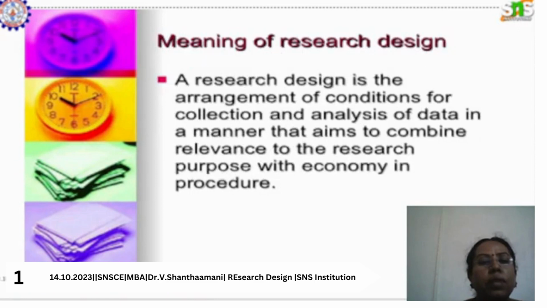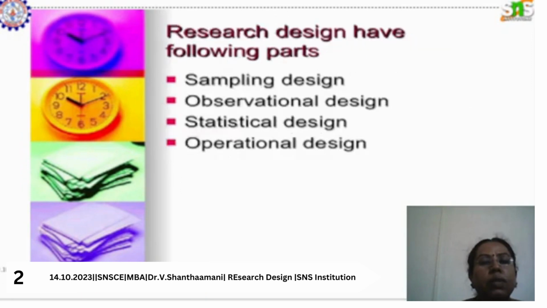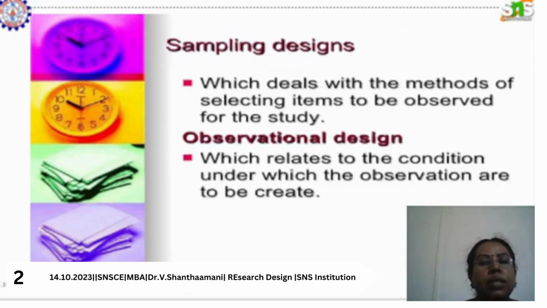Now let us see the meaning of research design. A research design is the arrangement of conditions for collection and analysis of data in a manner that aims to combine relevance to the research purpose with economy in procedure. The research design has the following parts: sampling design, observational design, statistical design, and operational design. The first one is sampling design. We'll discuss them one by one in detail.